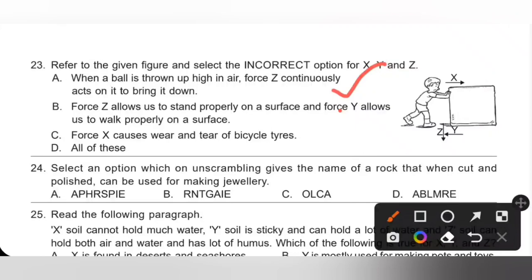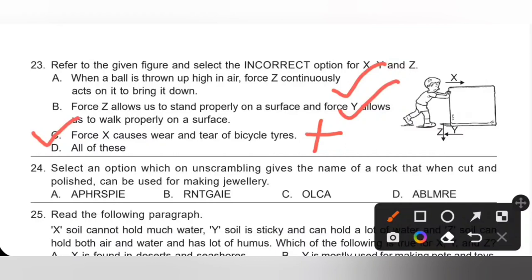Option C, force X, that is push force, causes wear and tear of bicycle tires. It is incorrect because force Y, the frictional force, causes wear and tear of bicycle tires. So option C is the incorrect option for X, Y and Z. So option C is the correct answer.